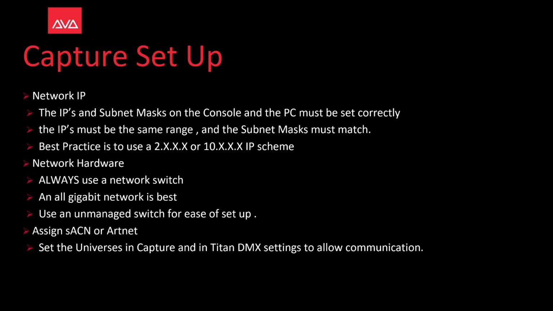Network IP. The IPs and the subnet masks of the consoles must be set correctly. The IPs must be in the same range, and the subnet masks must match. It is best practice to use a 2-dot or 10-dot IP scheme. For network hardware, always use a network switch. An all-gigabit network is best. Use an unmanaged switch for ease of setup. You'll need to assign streaming ACN or ArtNet, set the universes in Capture and in Titan DMX settings to allow communication. So let's take a look at that.